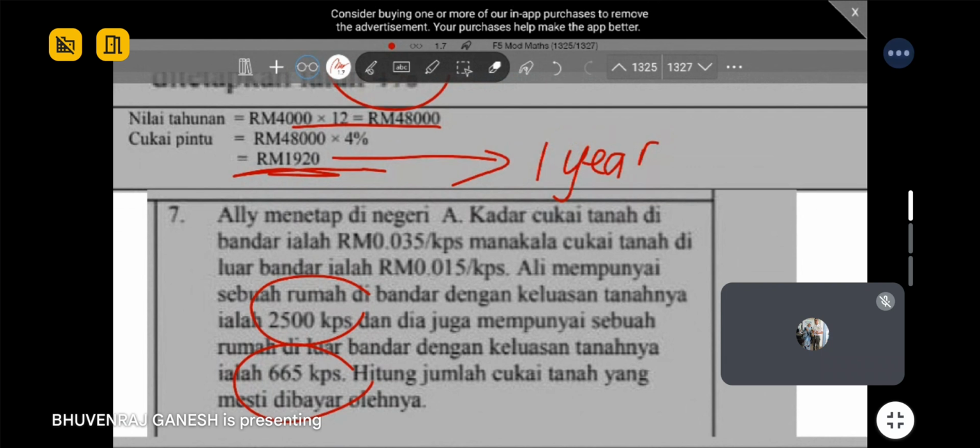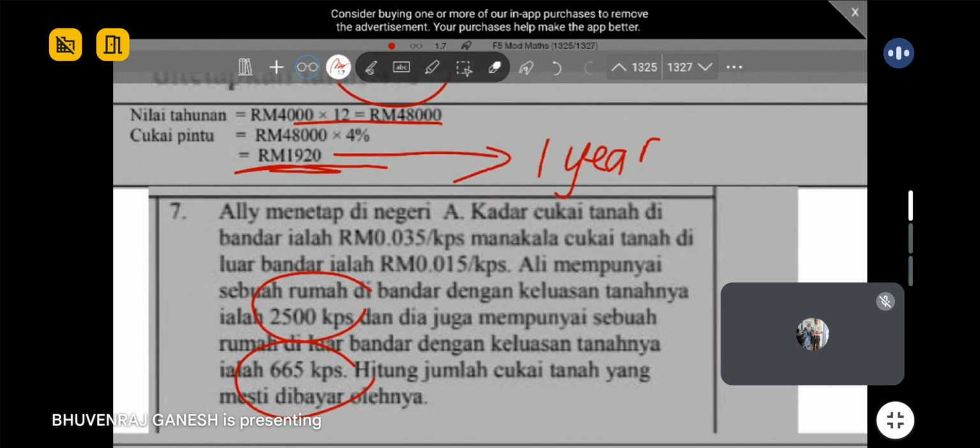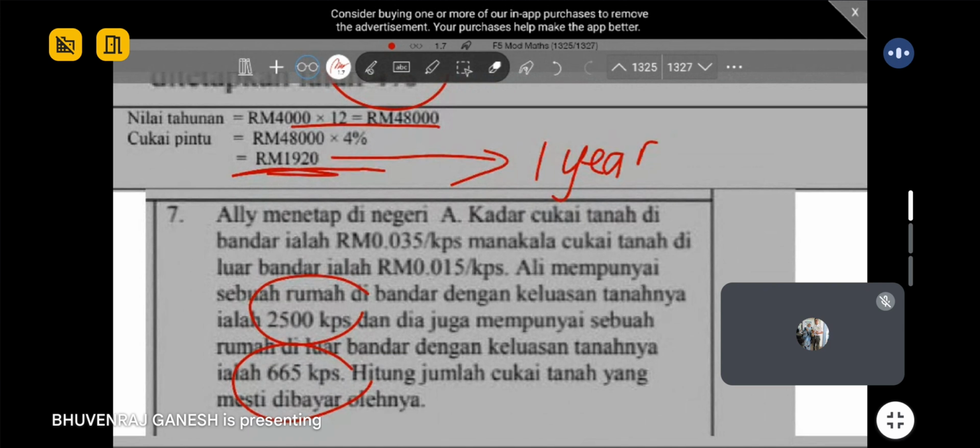So, Alisa, do you know how to do this one? Number 7. Just now I translated it for you. Never mind, I tell one more time. They say the rate in the town is 0.035, and for outside of the town, the rate is 0.015. Sorry, maybe I was not so clear just now. Then for the town, they tell you the total area of land is 2,500, and for outside the town, the total area of land is 665. So they ask you to count the total tax you need to pay.